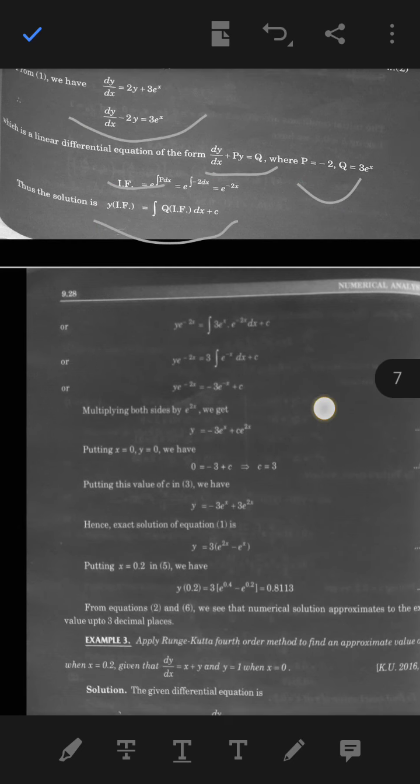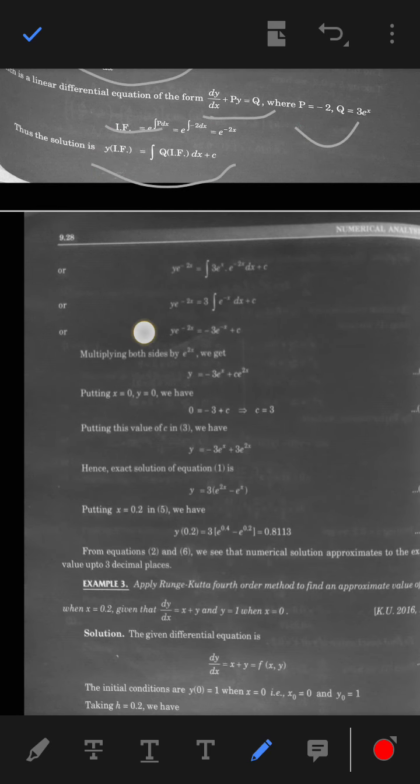Now we will find the exact solution of this equation. Again we see that this is a linear equation of the form dy by dx plus py is equal to q, where p is equal to minus 2 and q is equal to 3 into e raised to the power x. Now we first find the integrating factor by using the formula, and the solution will be like this. If we solve this we find that this is our solution. Now multiplying both sides by e raised to the power 2x, this is our solution, and by substituting the initial values we find the value of the constant to be 3, and if we put the value of c in this equation then this is our solution.